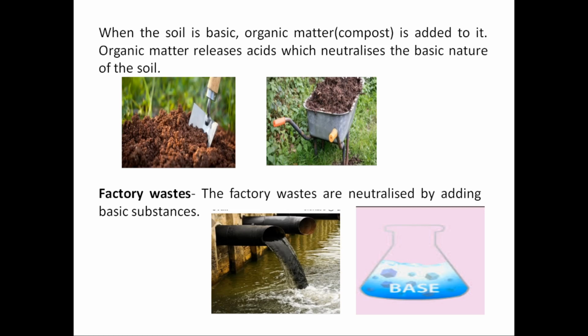If factory waste is released without treating or neutralizing, what will happen? It will go to water sources like a river, pond, or lake and make the water acidic, so that living organisms like plants, fishes, and other aquatic organisms will suffer and die due to these acids.